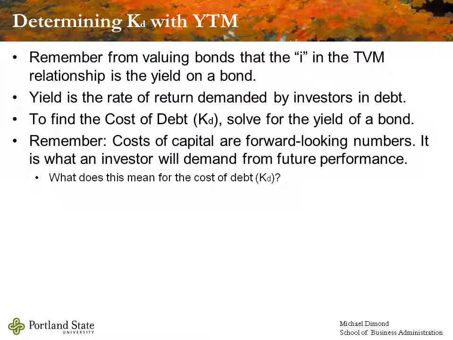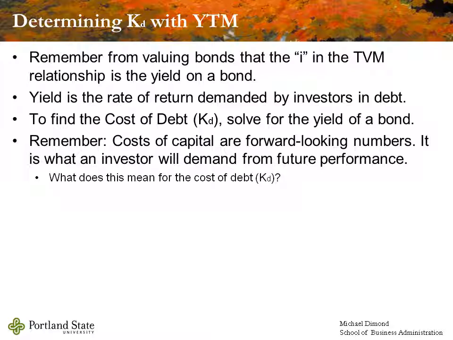Now that I've reacquainted you with the idea of risk and return, let me talk about the specific costs of capital that a company faces. First of all, let's talk about the cost of debt. The cost of debt, abbreviated with KD, is going to be the yield which is demanded for bonds issued by a particular company. In other words, bonds of a specific amount of risk are going to have a specific amount of return which is demanded.